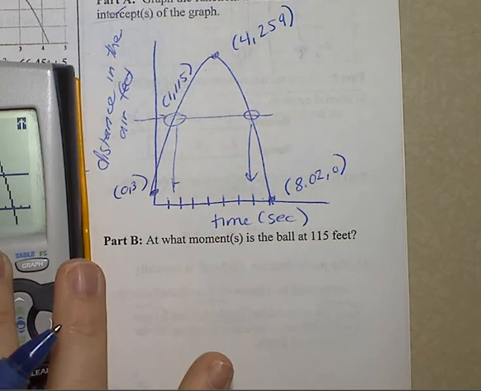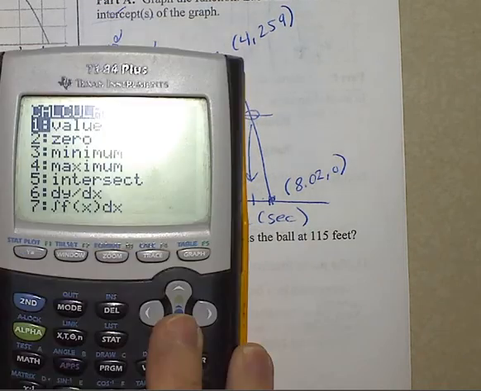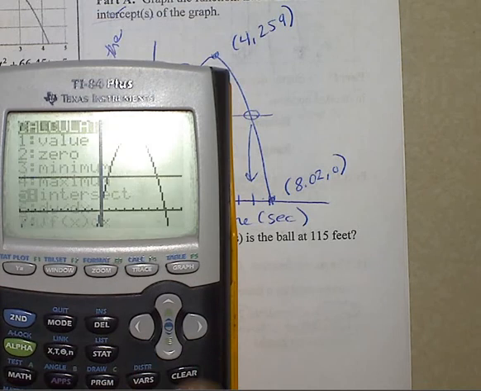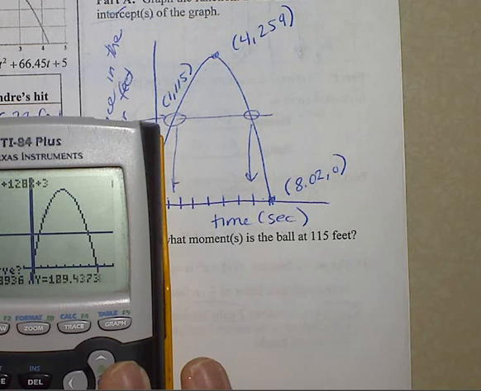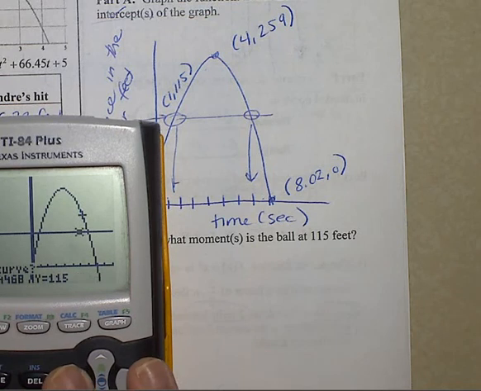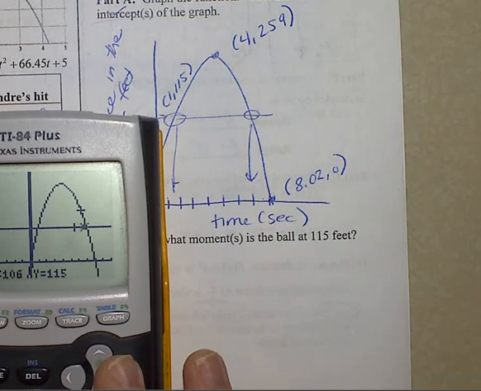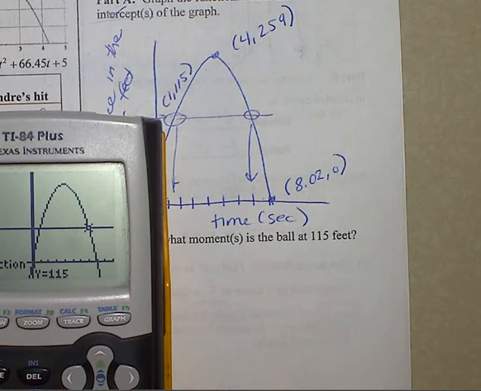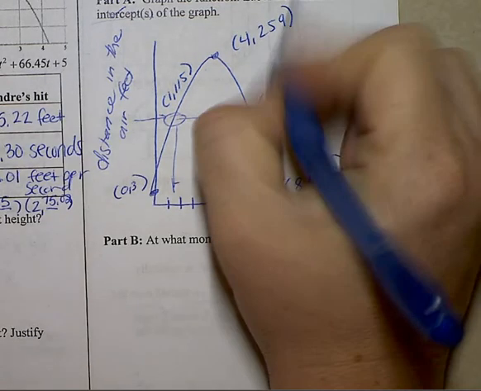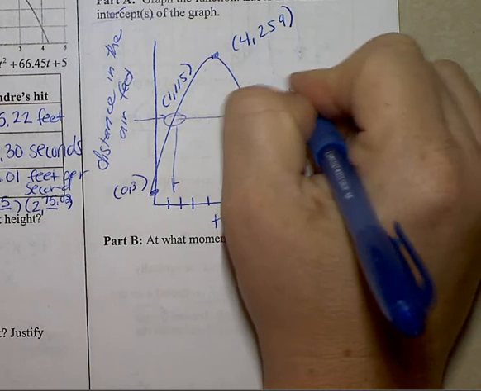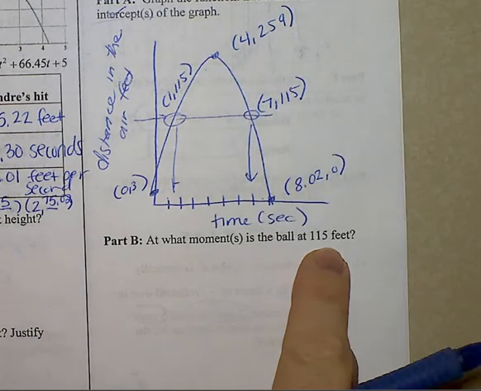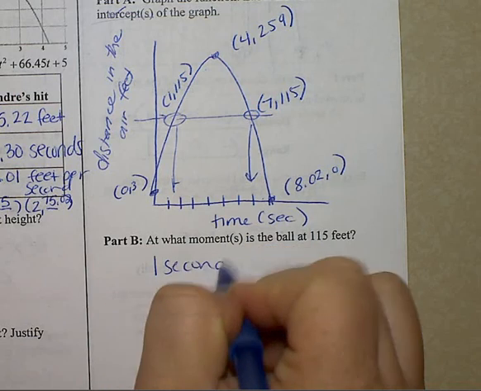Again, same thing. Second, trace, intersect, press enter. I'm going to have the first curve be the parabola. I press enter. It will jump to the second function, which is the horizontal line. Press enter. And then it says guess. That means go over the top of the intersection point, guess where it is, and press enter. This means after 7 seconds, the ball is again at 115 feet above the ground. So at what moments is the ball at 115 feet? 1 second and 7 seconds.